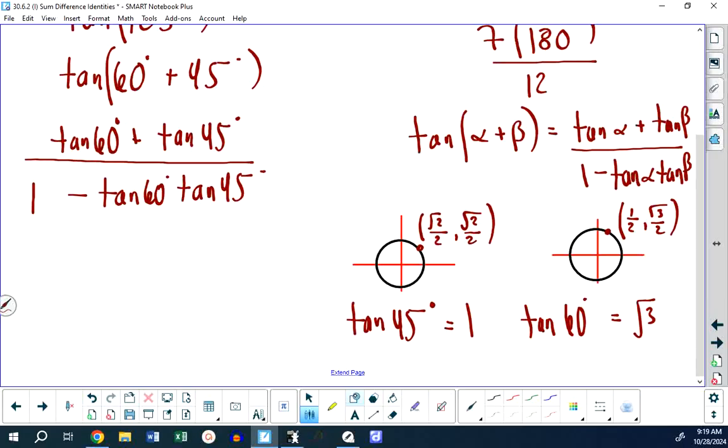Capiche? Okay. So what turns out to be an easy problem doesn't present itself as an easy problem. This looked complicated because the tangent identities are always more complicated. It's not. This will be root 3 plus 1 over 1 minus root 3 times 1.